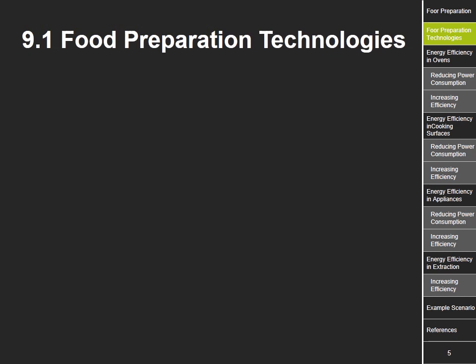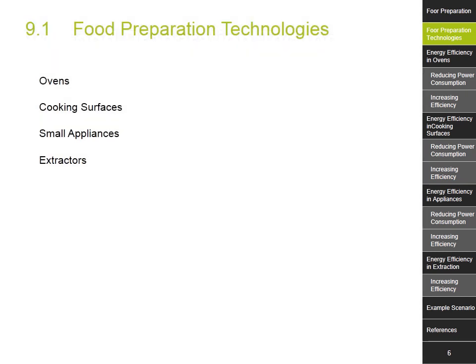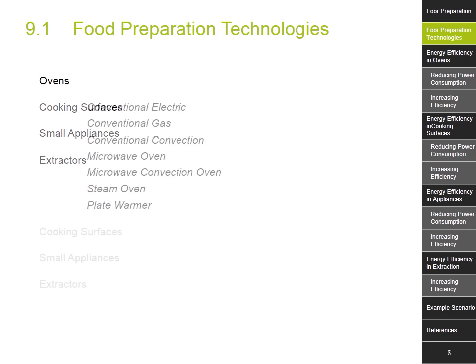Food preparation technologies. There are a great number and variety of appliances used in the area of food preparation. Loosely, the more common of these can be identified as fitting into one of four categories: ovens, cooking surfaces, small appliances, or extraction. Within this largely user-driven sector, many of the reductions in energy consumption will come from consumer behavior changes as well as efficient appliances.